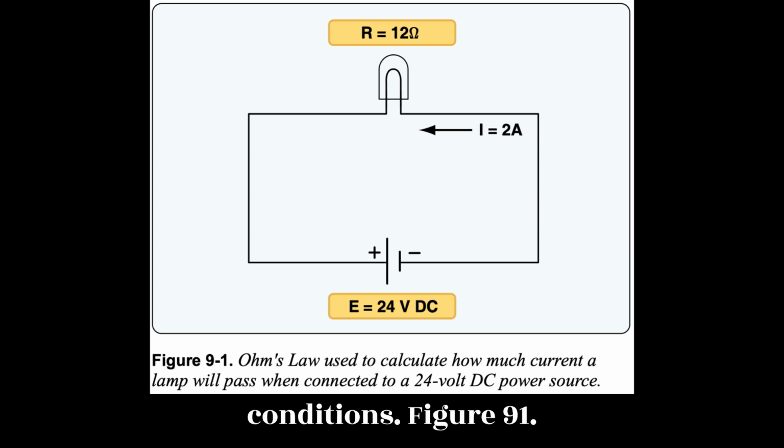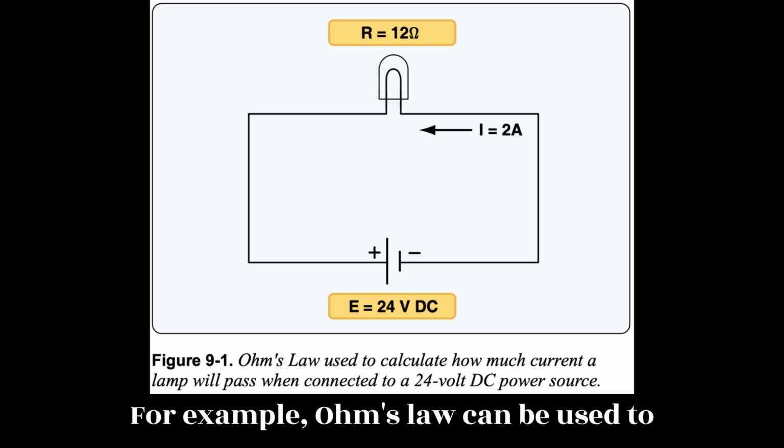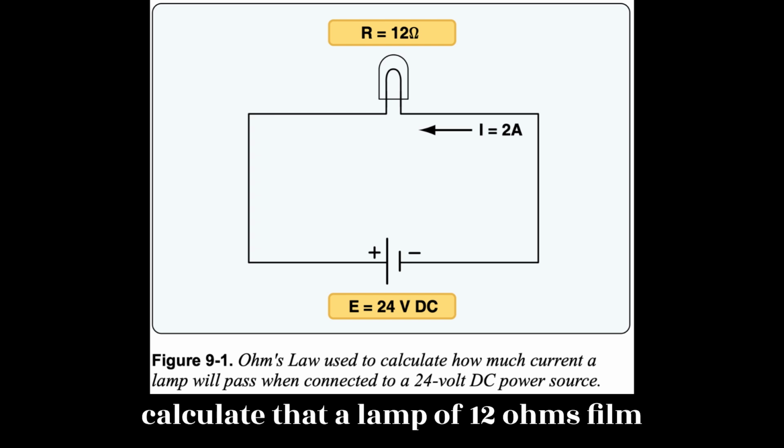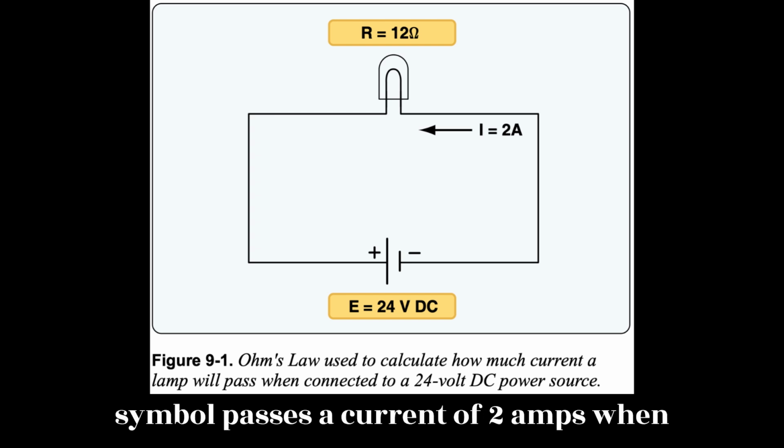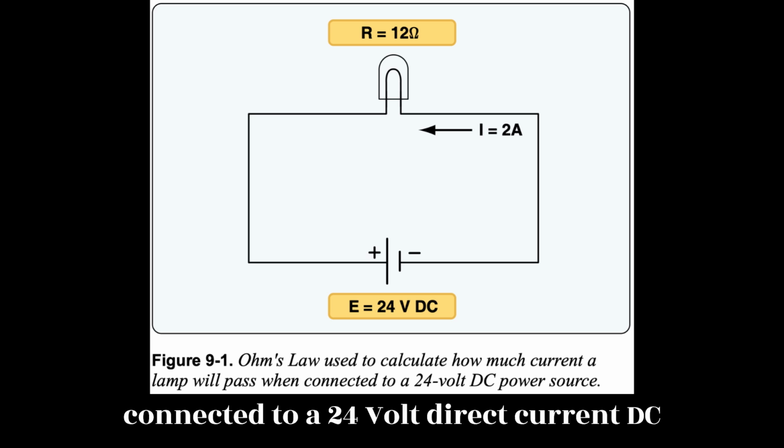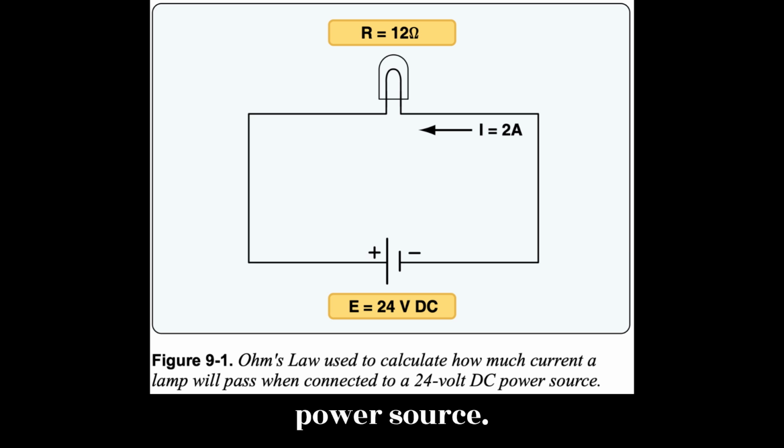Figure 9.1. For example, Ohm's law can be used to calculate that a lamp of 12 ohms passes a current of 2 amps when connected to a 24-volt direct current (DC) power source.